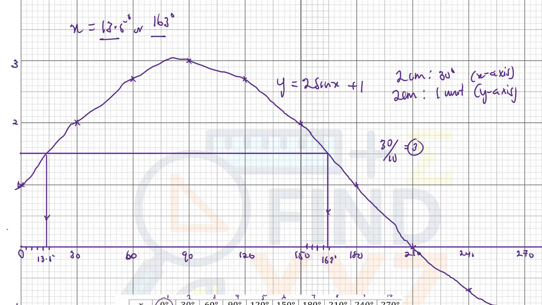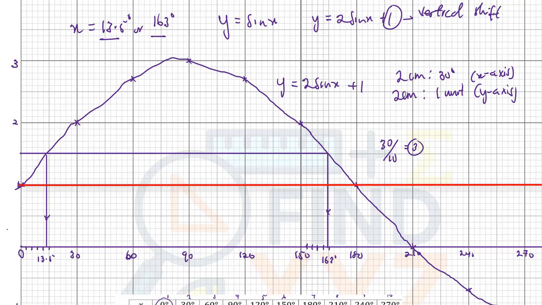Before we sign off, let's analyze this curve. You realize that when we write y is equal to sine x, sine will begin from 0. However, we have y is equal to 2 sine x plus 1. Now this 1 is known as the vertical shift. It means that this graph will shift upwards. You realize I have shifted upwards 1 unit, right?